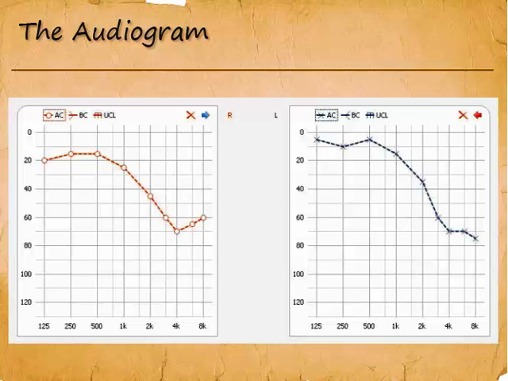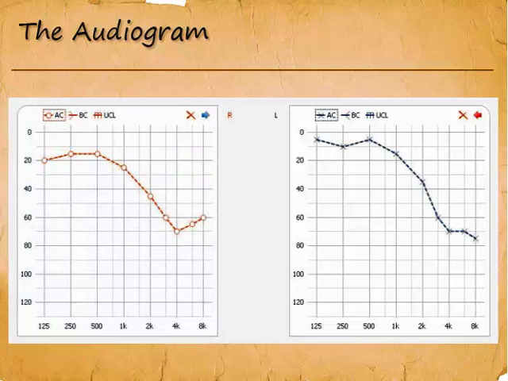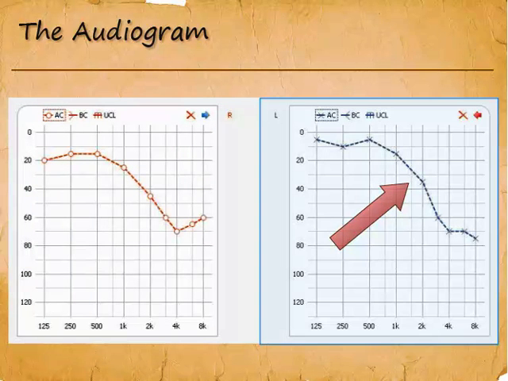An audiogram looks like this. Yours may look somewhat different, but you will notice two lines that are drawn from the left to the right. One line is separated by red O's. The line with the O's is the test result for your right ear. The other line is separated by blue X's. This line is the test result for your left ear.